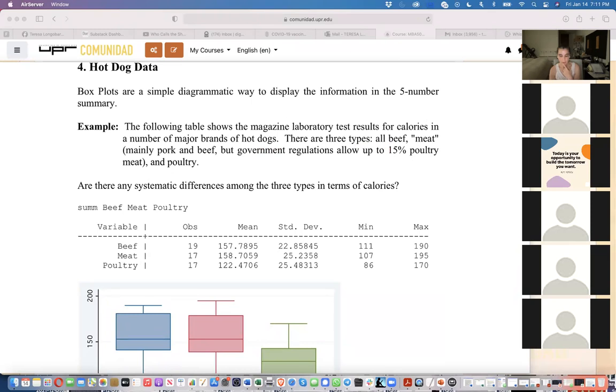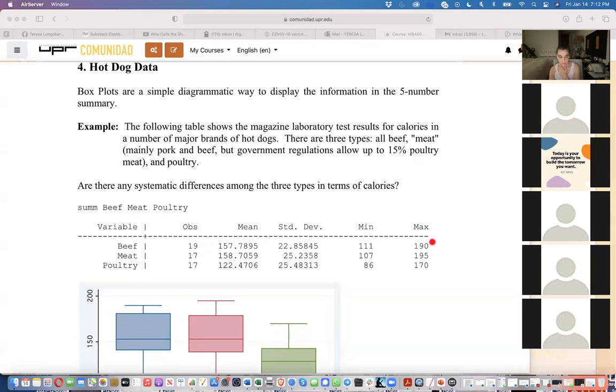There are 3 types: all beef, meat, which is mainly pork and beef, but government allows up to 15% poultry, and poultry. So beef, meat, which is a mix, and poultry, which is chicken. The question is, are there any systematic differences among the 3 types in terms of calories? So this is the research question. This is the data.